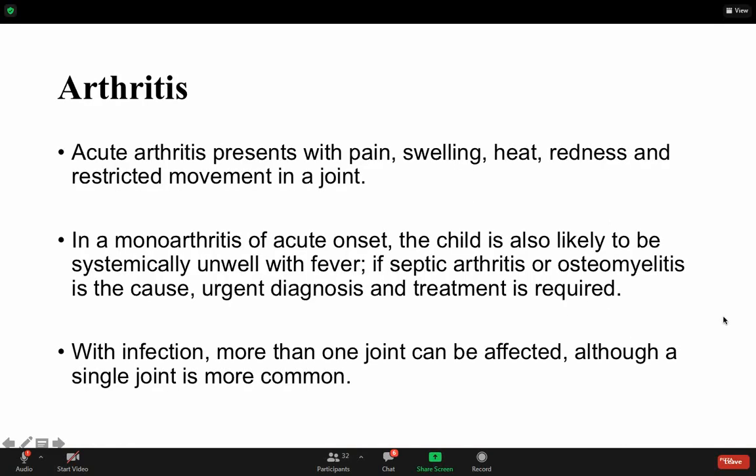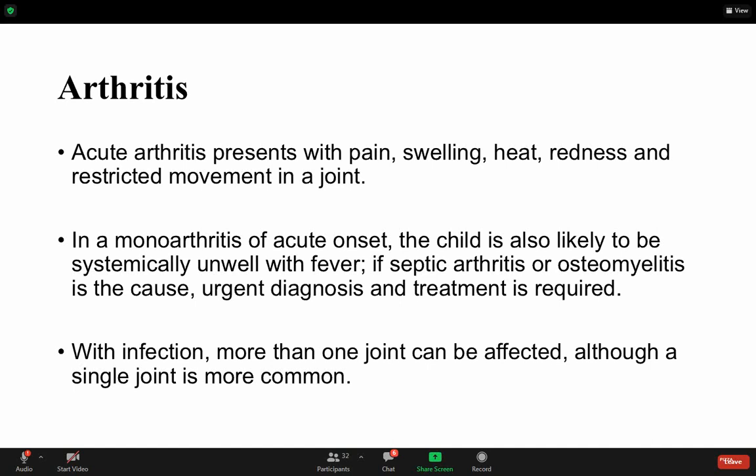So let's start talking about arthritis. There is some overlap between some topics, and that's fine. Acute arthritis, as we said, will present with pain, swelling, heat, tenderness, and restricted movement in a joint. Whenever there is inflammation in a particular joint, all of these things will be present. In a monoarthritis, mono means one. In a monoarthritis of acute onset, the child is also likely to be systemically unwell with fever.